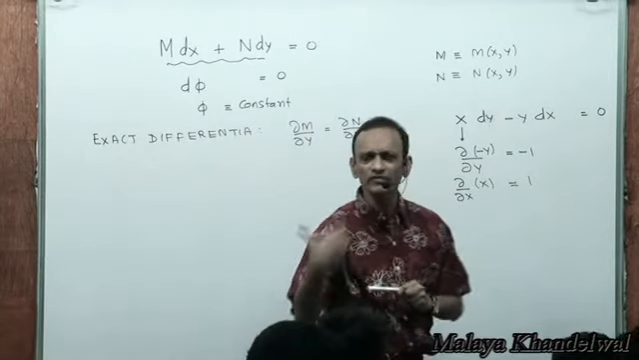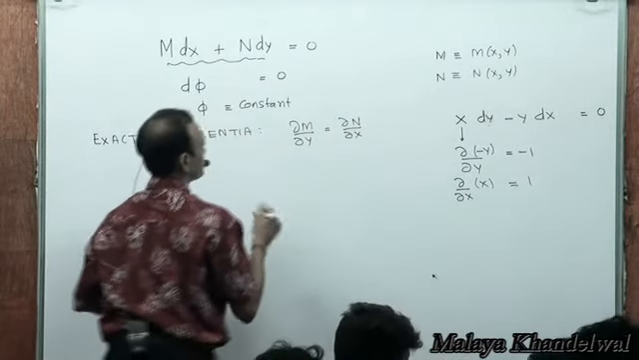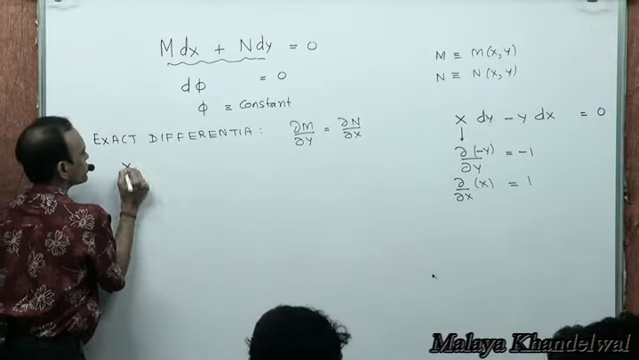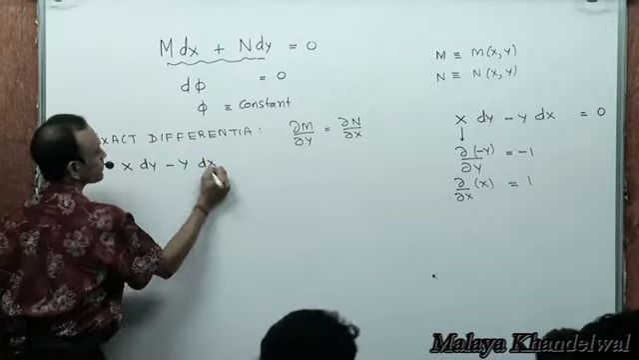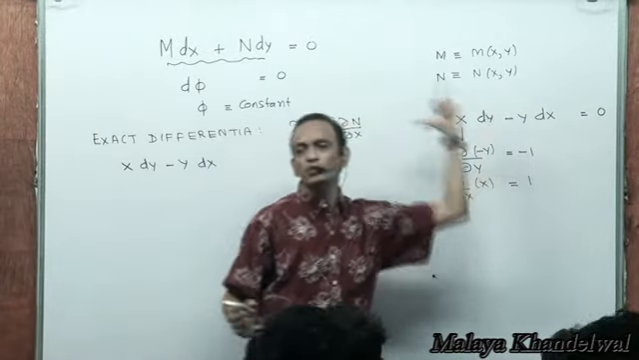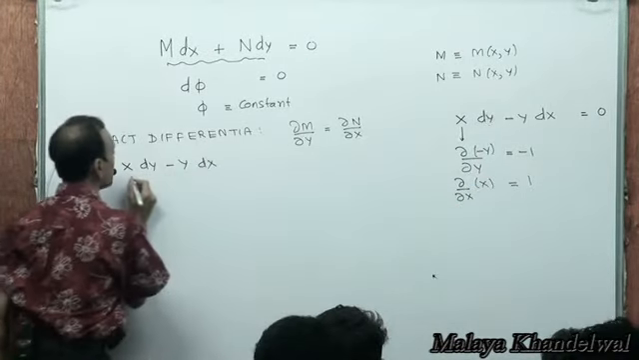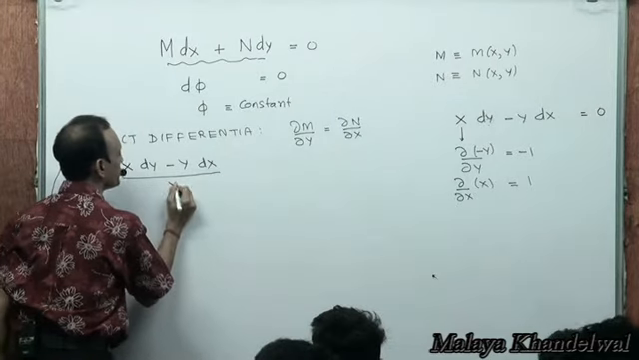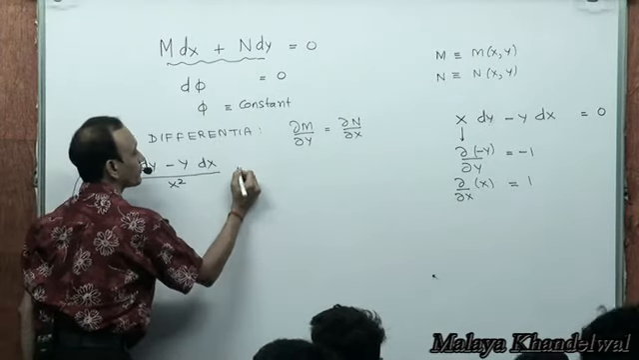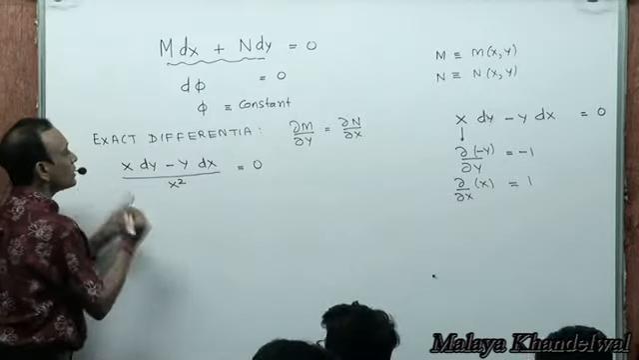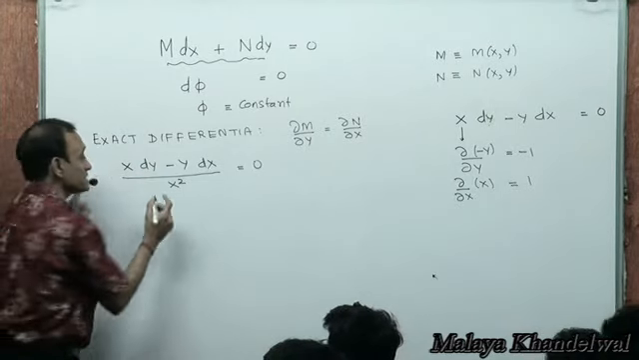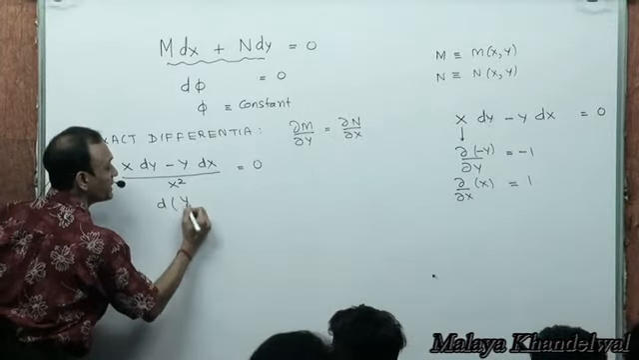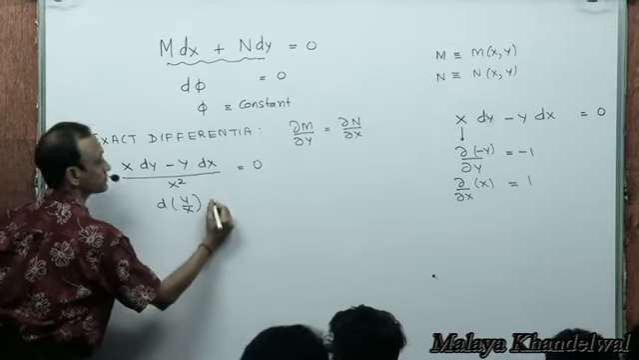However, if I did the following, I wrote x dy minus y dx, and both sides I divide by x squared, then what happens? Do you realize this is d of y by x? And it has been rendered a perfect differential.